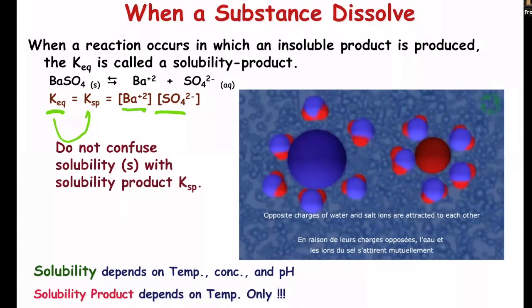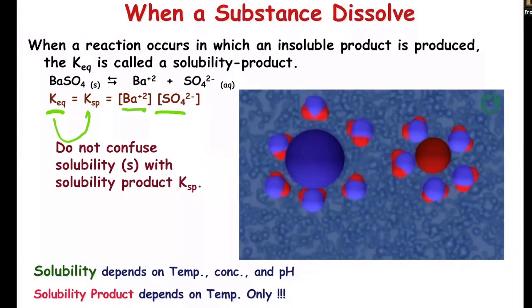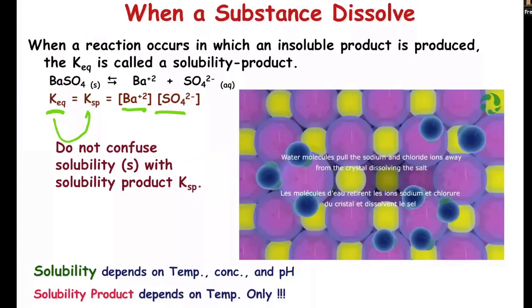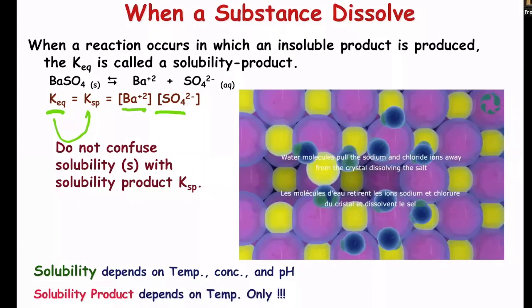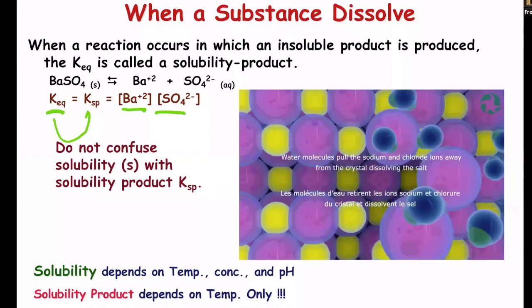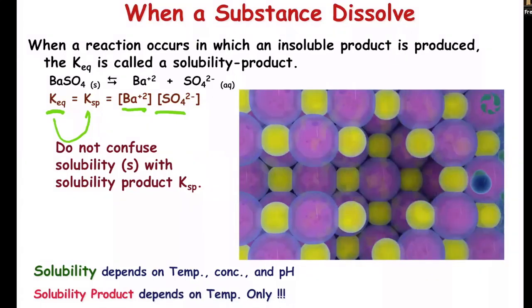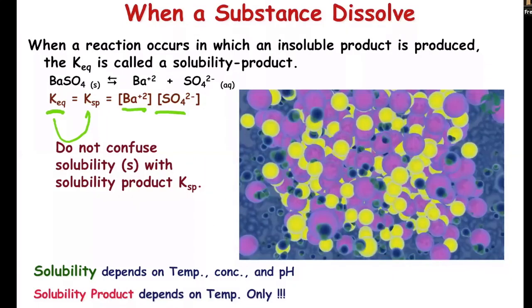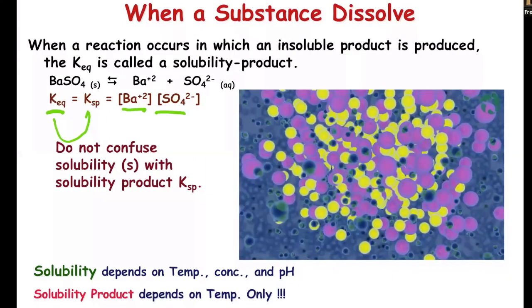And so when you write aqueous, it's basically because of that right there. The aqueous means that these things are separated, that the water is stabilizing these ions. That's what aqueous means. And now it's dissolved.